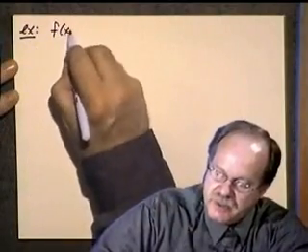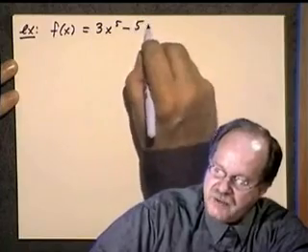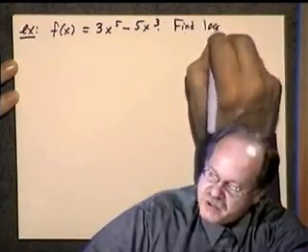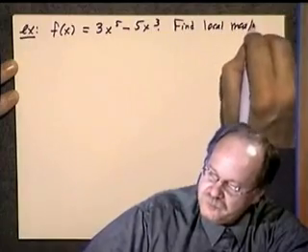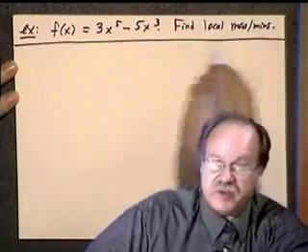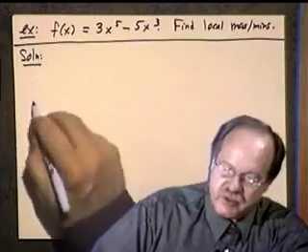Let's look at an example to explore this second derivative test. Here is the function f of x equals 3x to the fifth minus 5x cubed. We want to find the local max mins here. And since we're in the section on the second derivative test, we'll use the second derivative test, of course. So here is our solution.